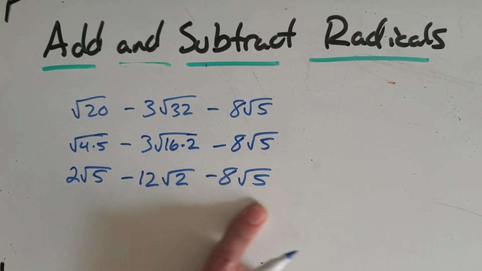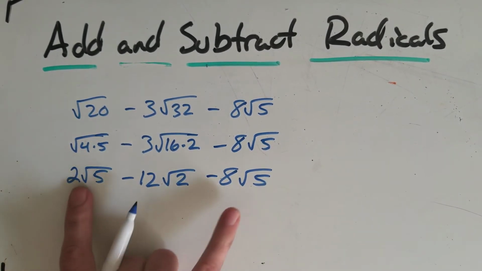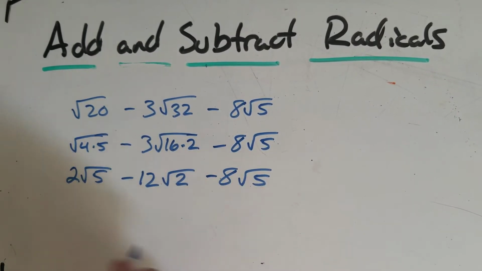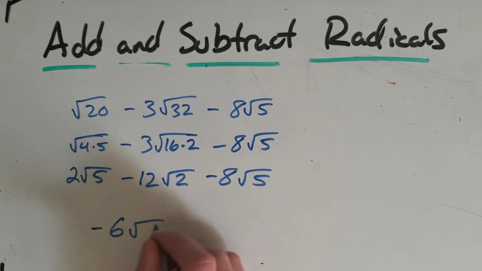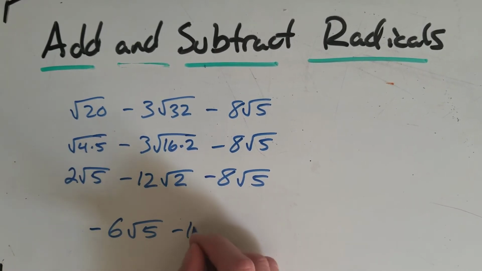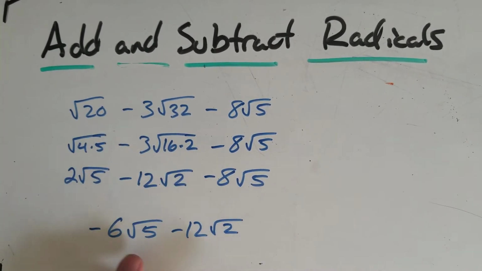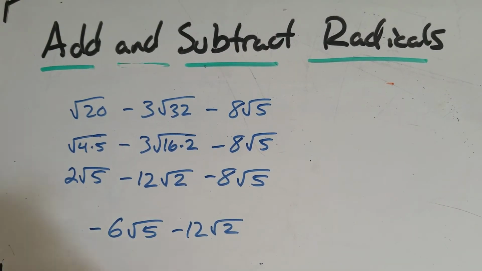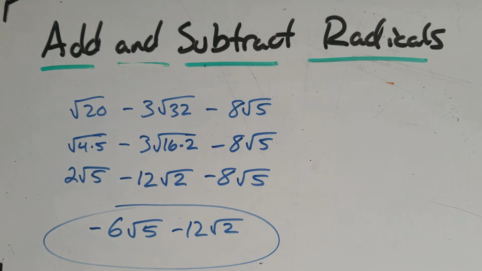Look for terms with the same or like terms here. Your first and your last are 2 root 5 minus 8 root 5 is negative 6 root 5. And then you're going to have minus 12 root 2. They can't be combined, different radicands in there. And we're in simplest radical form right here.